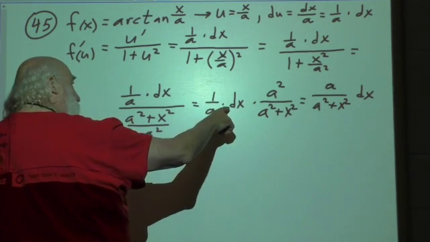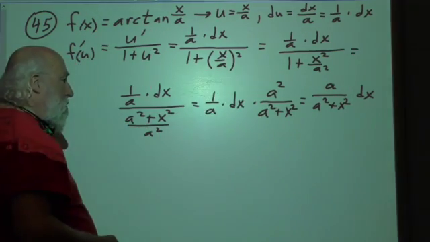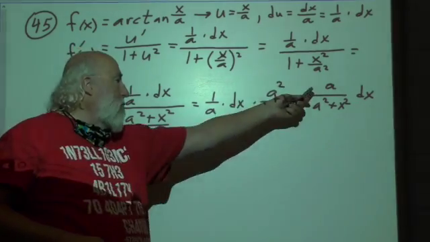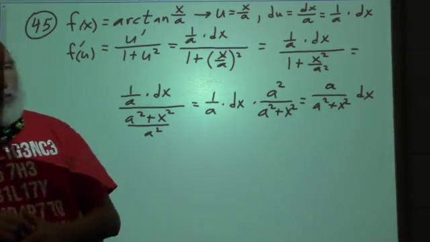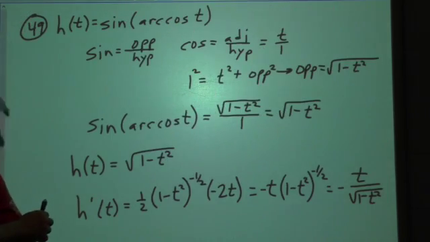And this is still 1 over a times dx in the numerator. So I'll multiply these three together. And an a cancels out here, leaves 1a on top. And our answer is a over a squared plus x squared times dx. Number 49.